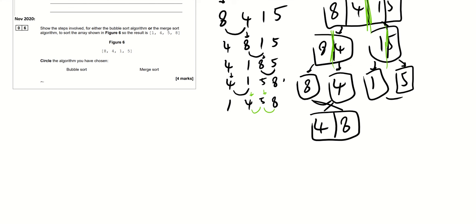Now we look at the next two numbers, 1 and 5. They're actually in order. So they can be built up as they are, like so. And that's they're now sorted. They're now in order.